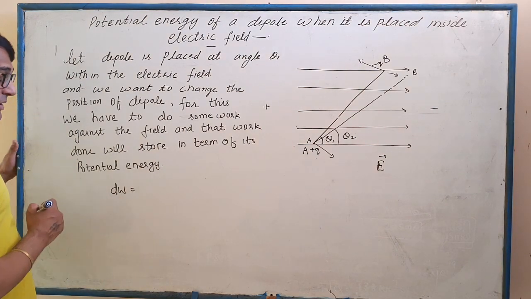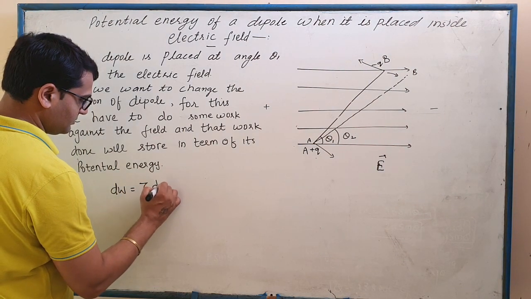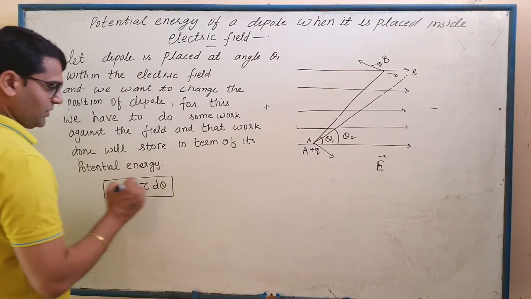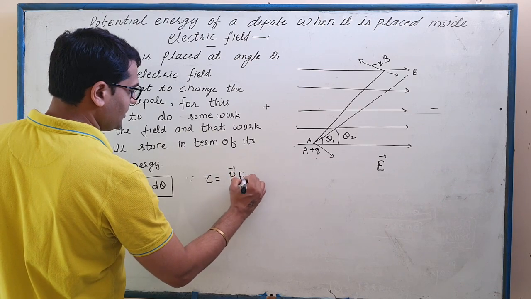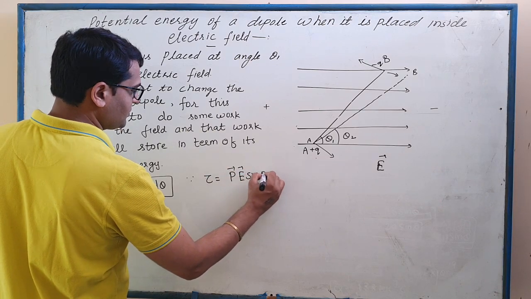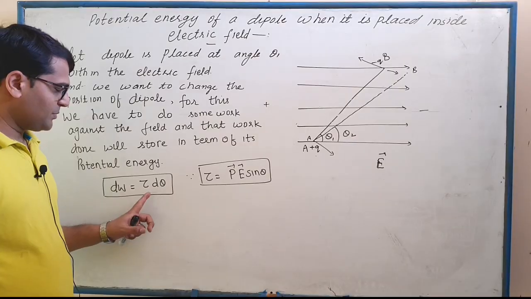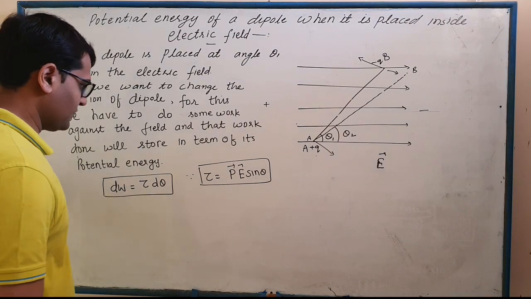So work done is given by dW. There is one formula, that is torque into d theta, because we know that torque is given by PE sin theta. Let me tell you why this formula comes, or the derivation of this formula.